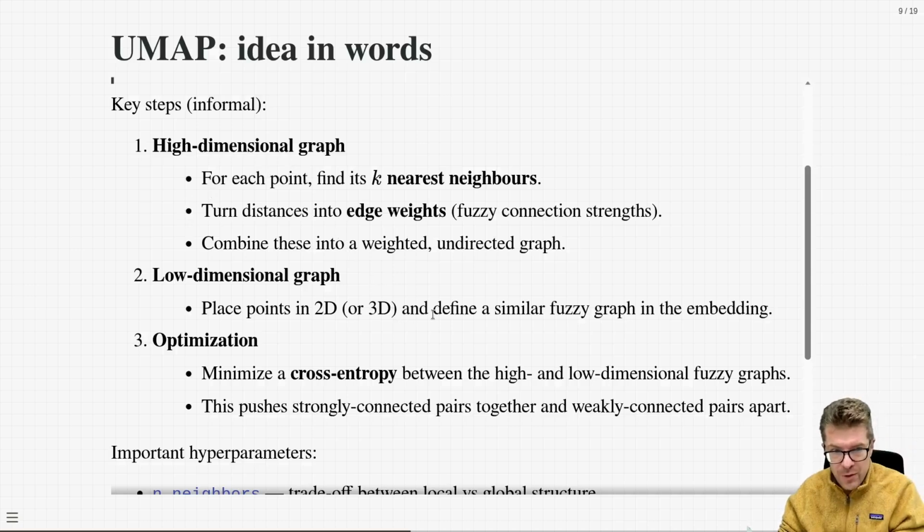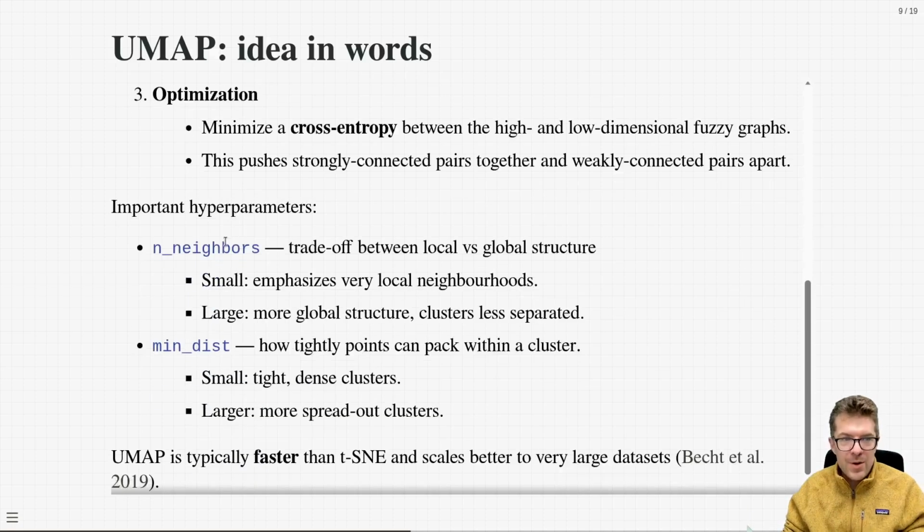You have a low-dimensional graph of points in 2 dimensions usually, maybe 3 dimensions if you're feeling frisky. Then you define this fuzzy graph in the embedding. And then you optimize by minimizing the cross-entropy between the high-dimensional graph and the low-dimensional fuzzy graph. Again, similar to t-SNE, push pairs together that should be strongly connected, and weakly connected pairs you can push apart. The hyperparameters here are very similar.